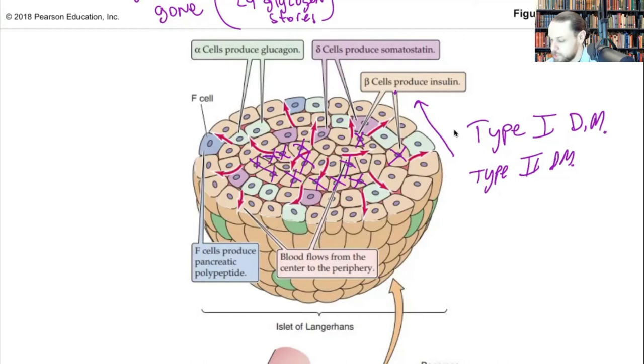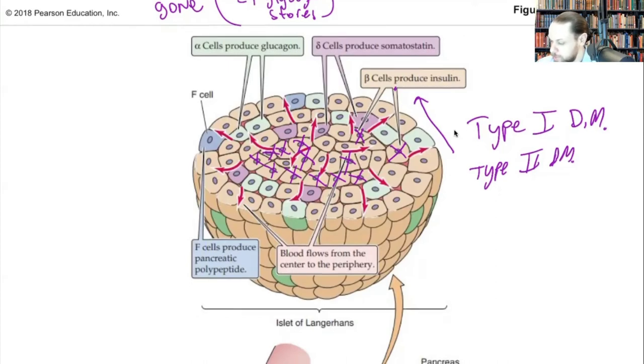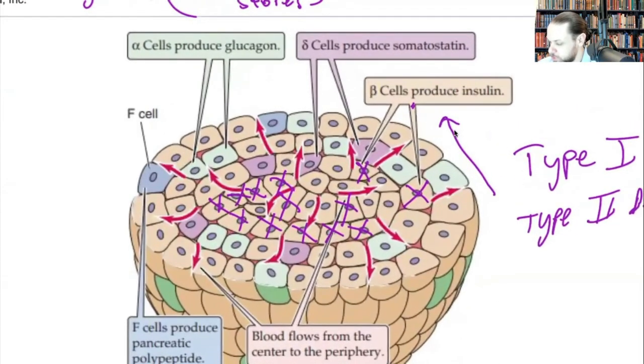The alpha cells, as I said, produce glucagon. And the delta cells, which we talked about, produce somatostatin. This somatostatin hormone is basically like a negative regulator. It triggers the cells to stop production of insulin, glucagon, and other hormones. So it's basically a negative feedback hormone that stops further production.